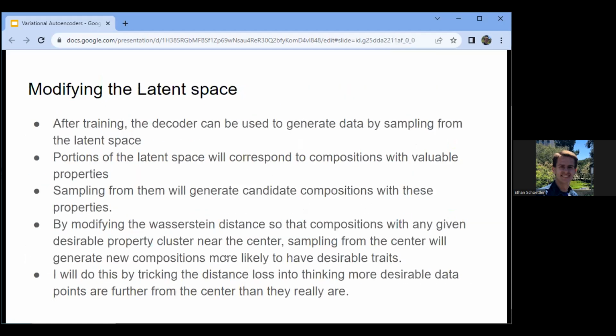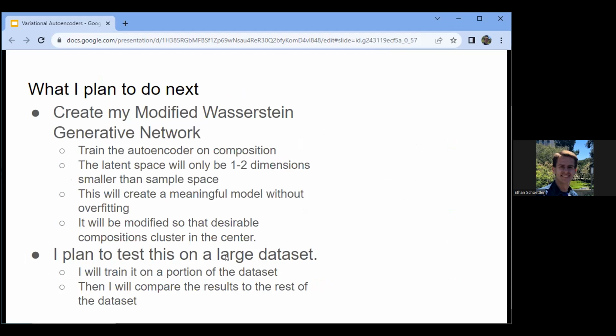What I would do is make sure that when I'm calculating the Wasserstein distance, it would be tricked into believing that the data points that correspond to the compositions with good traits are further away than they actually are. And so this would make it want to bring them closer. It would inadvertently make them cluster near the center because it would believe that they're further away from the center than they actually are. There are probably different ways to go about this, but I think this would be the simplest way to do it.